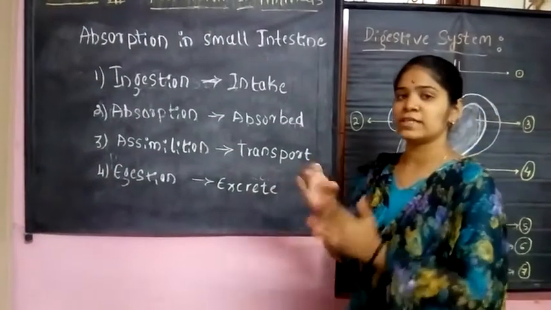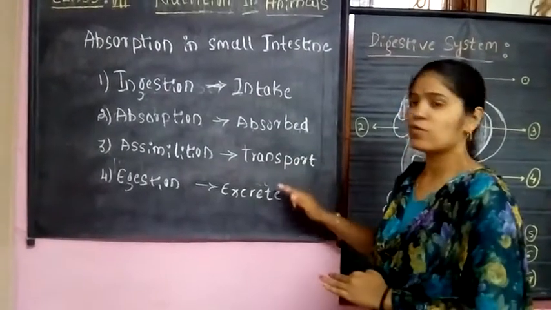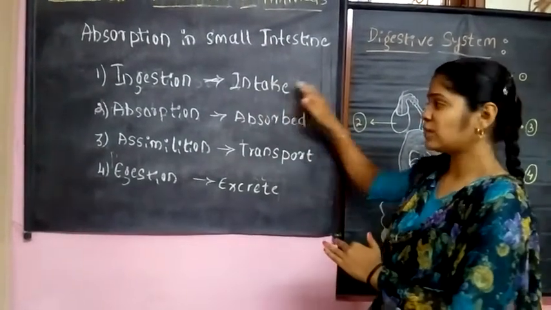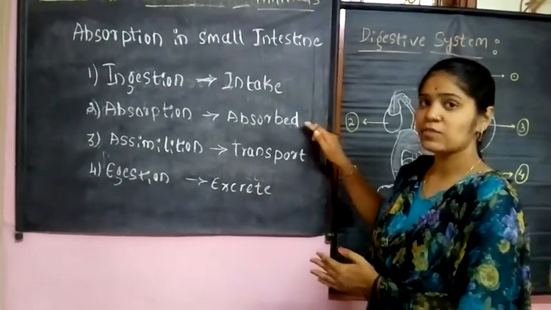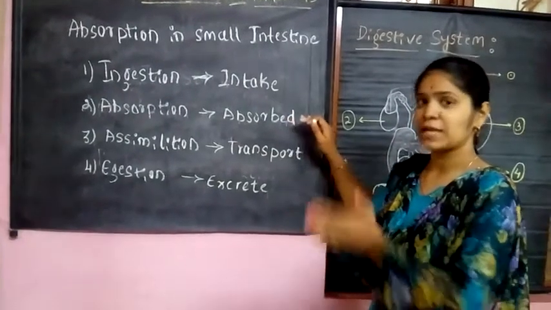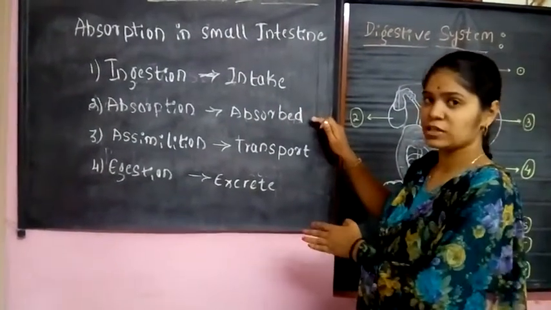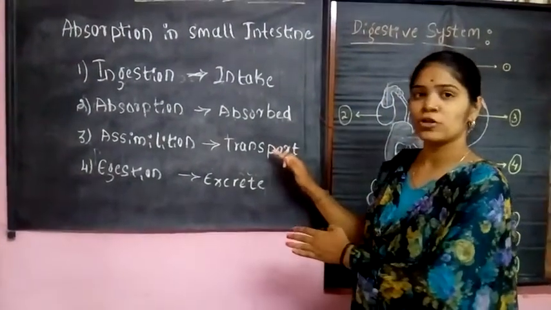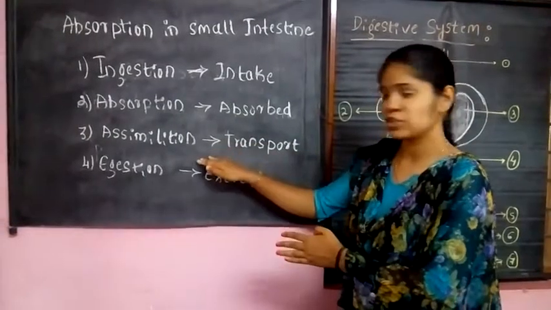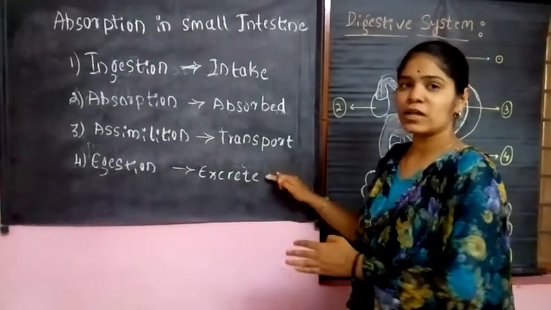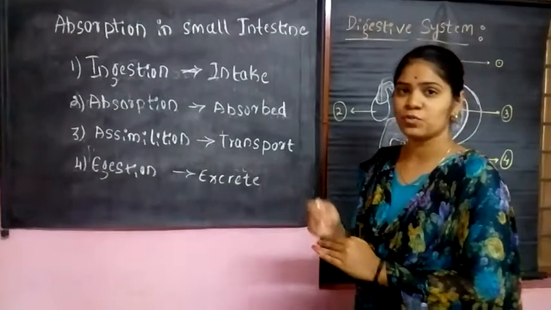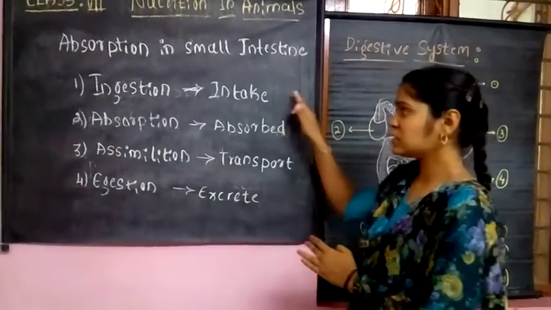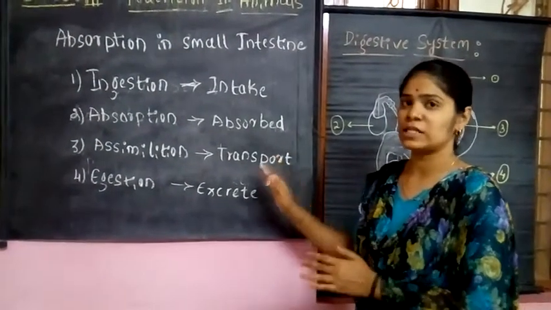So the whole digestive system is based on these four processes, that is intake of food material called ingestion, and it will move towards the small intestine where the digested food is absorbed. Through the small intestine it will be transported to all the organs of the body, that is assimilation. And lastly, the unwanted food material will be excreted, and the process is called egestion. So this is the main of the digestive system.